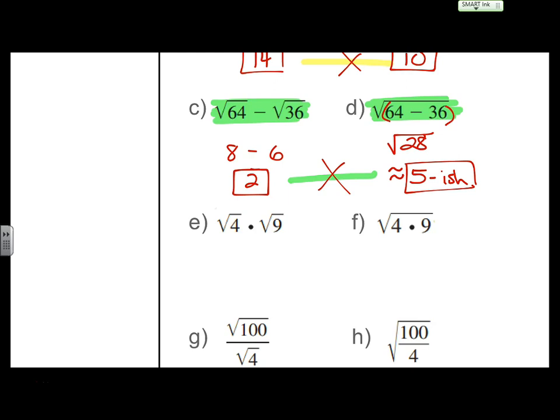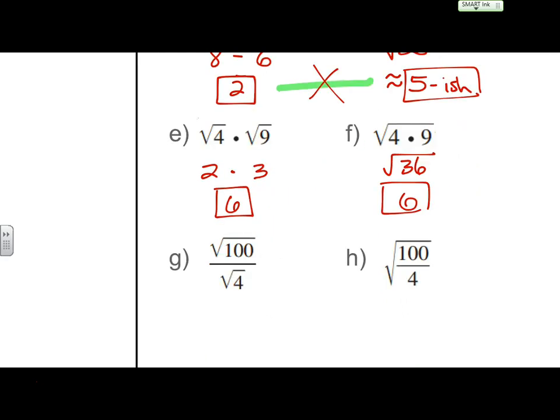What is the square root of 4? 2, right? What's the square root of 9? 3. Multiply 2 and 3. No big deal. Oh, this is easy. But wait, what's 4 times 9? It is 36. Square root of 36, wait a minute, it's 6. I wonder if that is just a really special example, or is that always true? Let's try and see what's going on here.